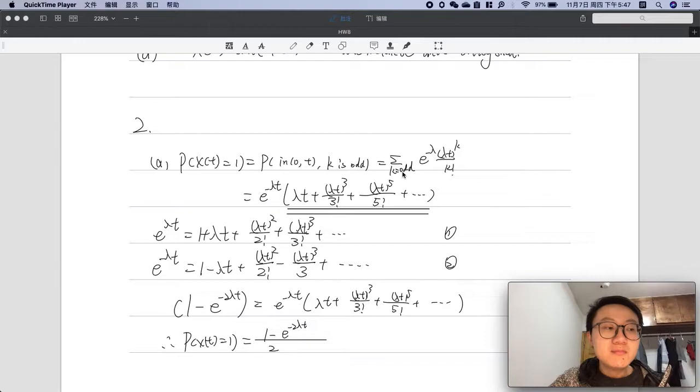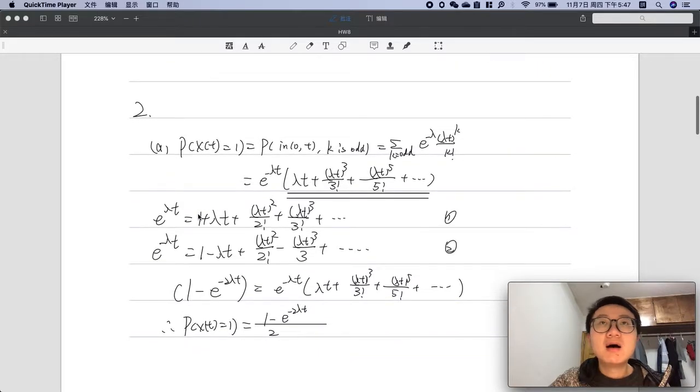The most difficult part for us is how to calculate this part, and we should get the result from these two sub-formulas. The first one is the e to the power of lambda t, which is equal to this. And when lambda has a negative sign, the result of e to the power of negative lambda t is equal to this one. After we add these two parts, we can get this format.